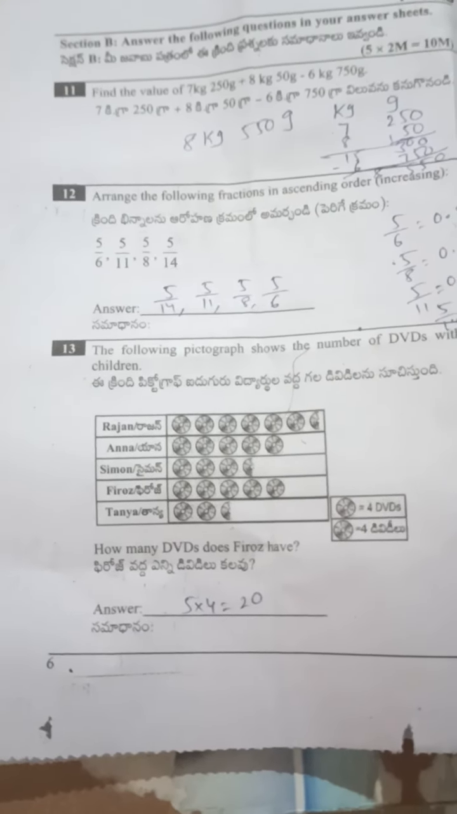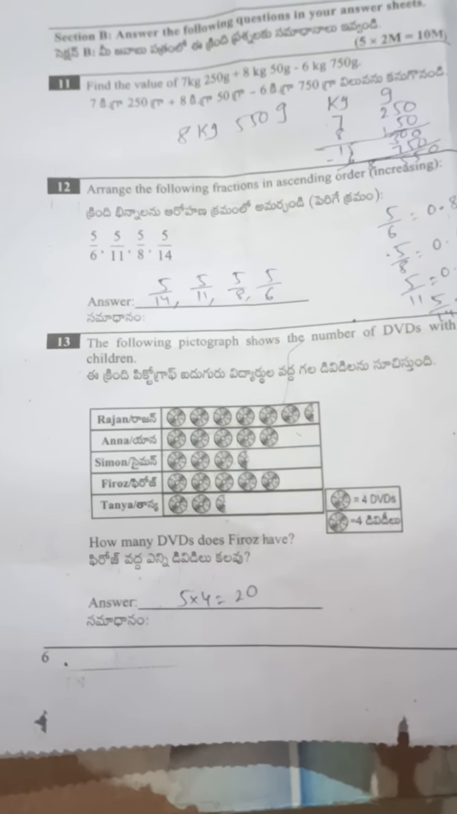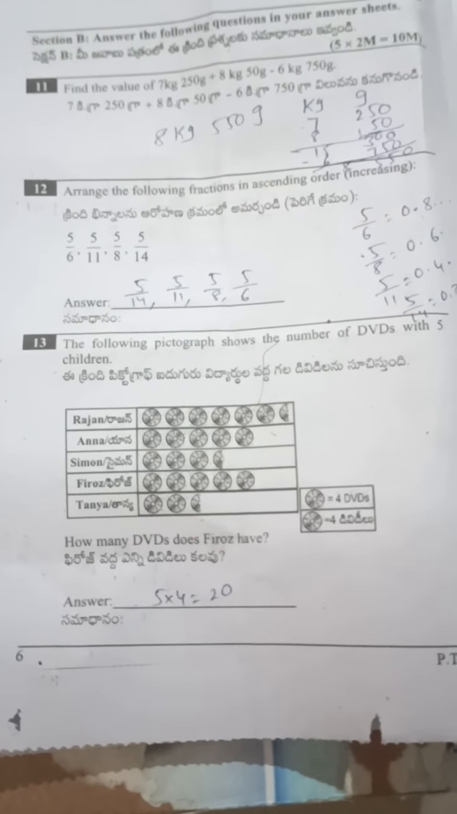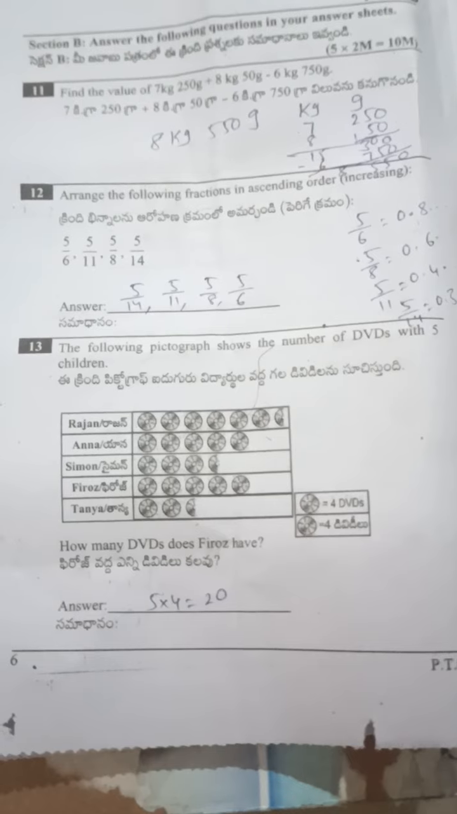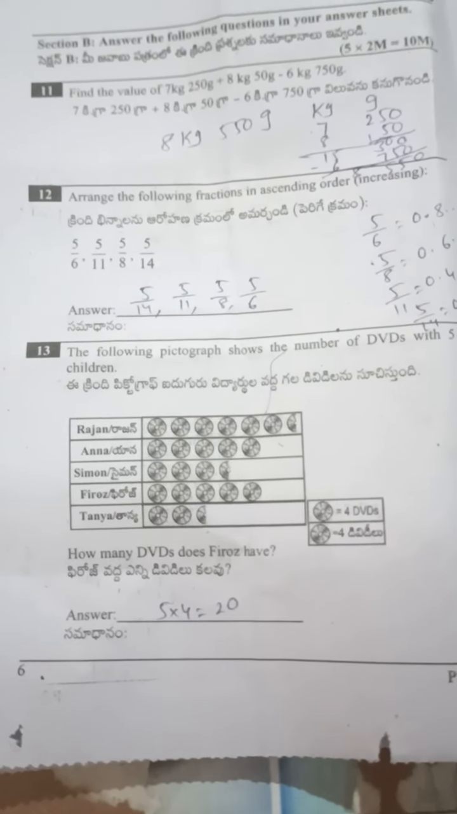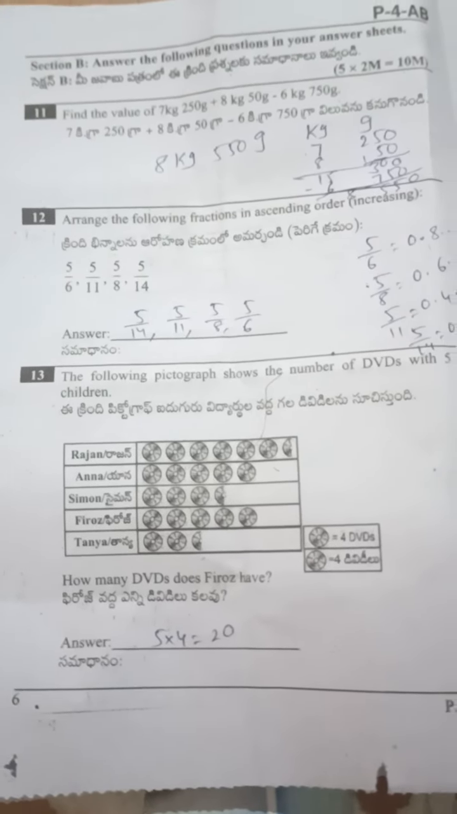Next, arrange the following fractions in ascending order. Ascending order means small to big. So the value of 5 by 6 is 0 point something. 5 by 8 is 0.6, 5 by 11 is 0.4, 5 by 14 is 0.3. So big to small is descending, small to big is ascending. So 5 by 14, 5 by 11, 5 by 8, 5 by 6.